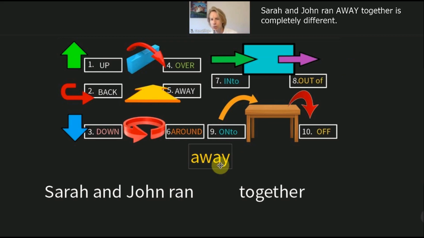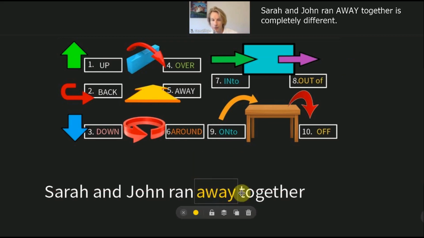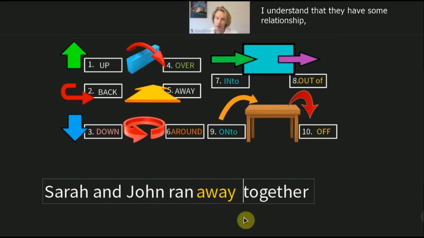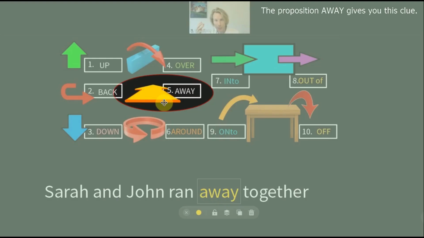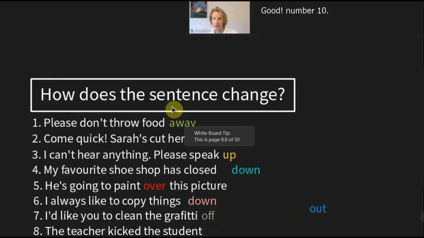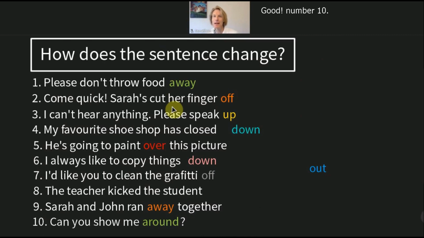Sarah and John ran away together is completely different. I understand that they have some relationship, some romantic relationship that maybe their parents do not agree with. So they decide, like Romeo and Juliet, to run away together. They run away. Again, the preposition away gives you this clue. Let's go back. Good. Number 10, the last one. Let's see if we can do this.